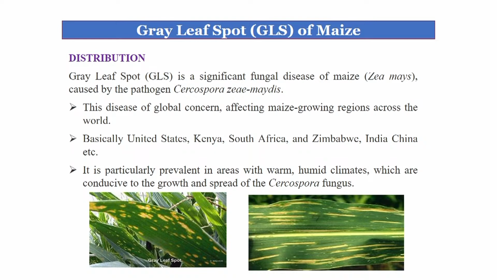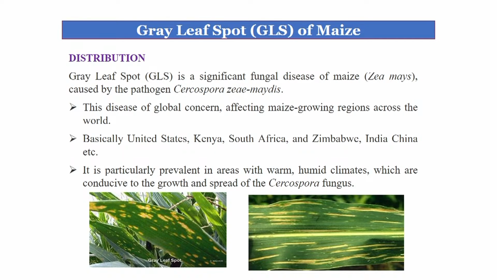And I have selected the first disease, that is grey leaf spot, in short GLS of maize. First we will discuss the distribution of this disease. Dear learners, the distribution of this disease is worldwide, wherever maize is cultivated, and the pathogen is observed over there.